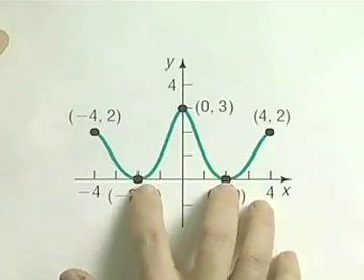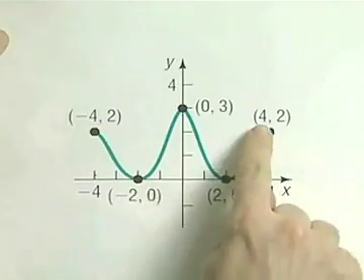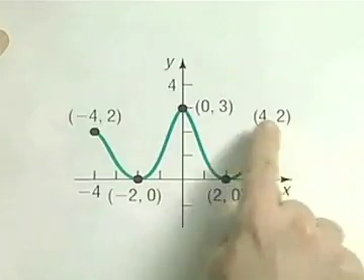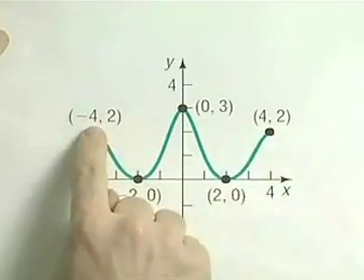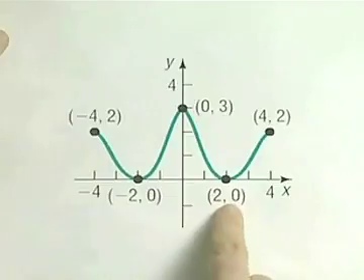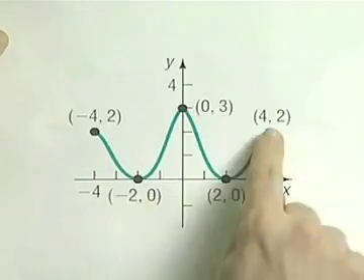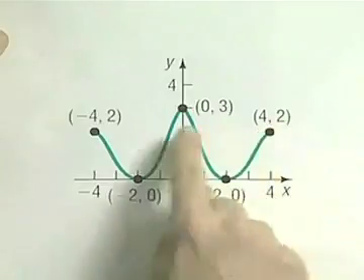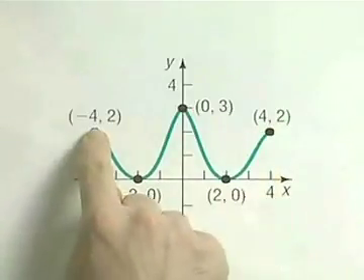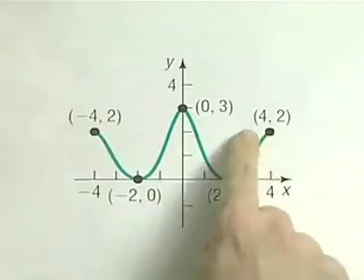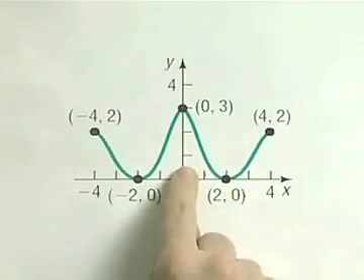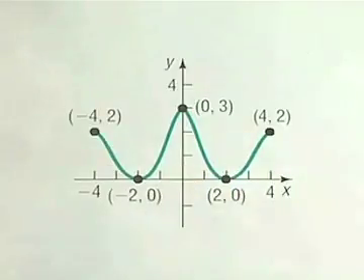We can see here that (4, 2) is on the graph, and so is (-4, 2). (2, 0) is on the graph, so is (-2, 0). In general, if (x, y) is on the graph, so is (-x, y). For that reason, the graph has symmetry with respect to the y-axis, so the function is even.